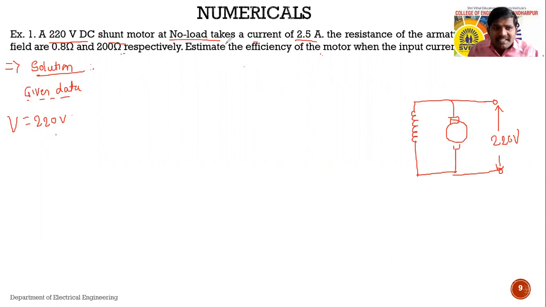At the no load condition, it will take a current of 2.5 ampere, whether it is load current or armature current or field current. Suppose this one is the load current, IL0. Again this one is the no load armature current, IA0. This one is the current ISH. Tell me, what is this 2.5 ampere? It is the current. Which current? Whether it is armature current or supply current.